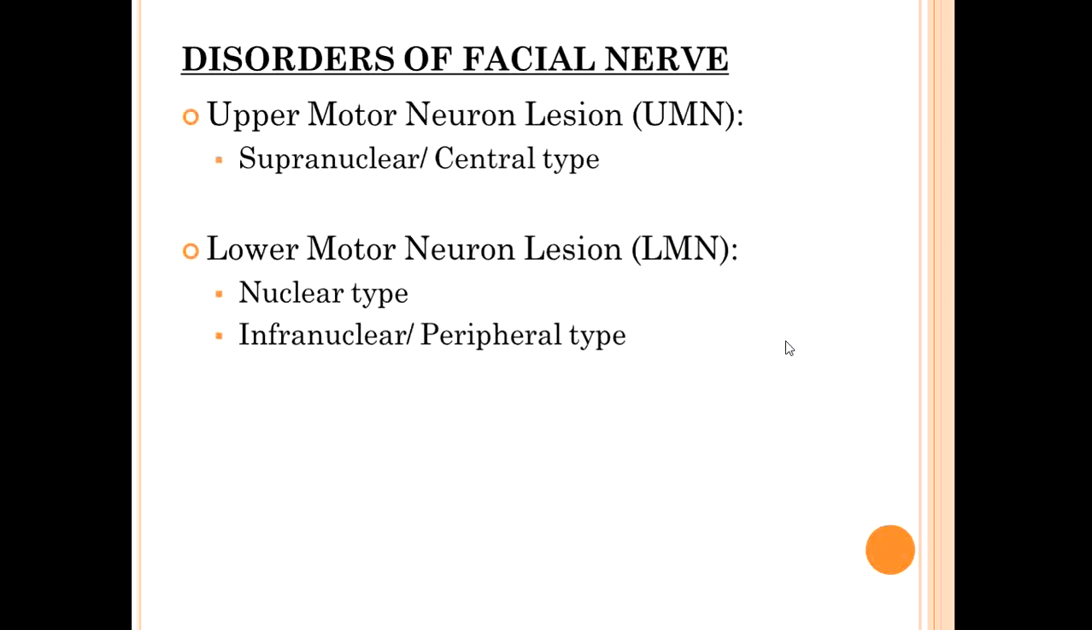Okay, then applied anatomy. So disorders of facial nerve can be upper motor neuron lesion or lower motor neuron lesion. Upper motor neuron lesion means above the nucleus of the facial nerve, that is it is central type, and lower motor neuron lesion means it is nuclear or below the nuclear, that is infranuclear or peripheral type.